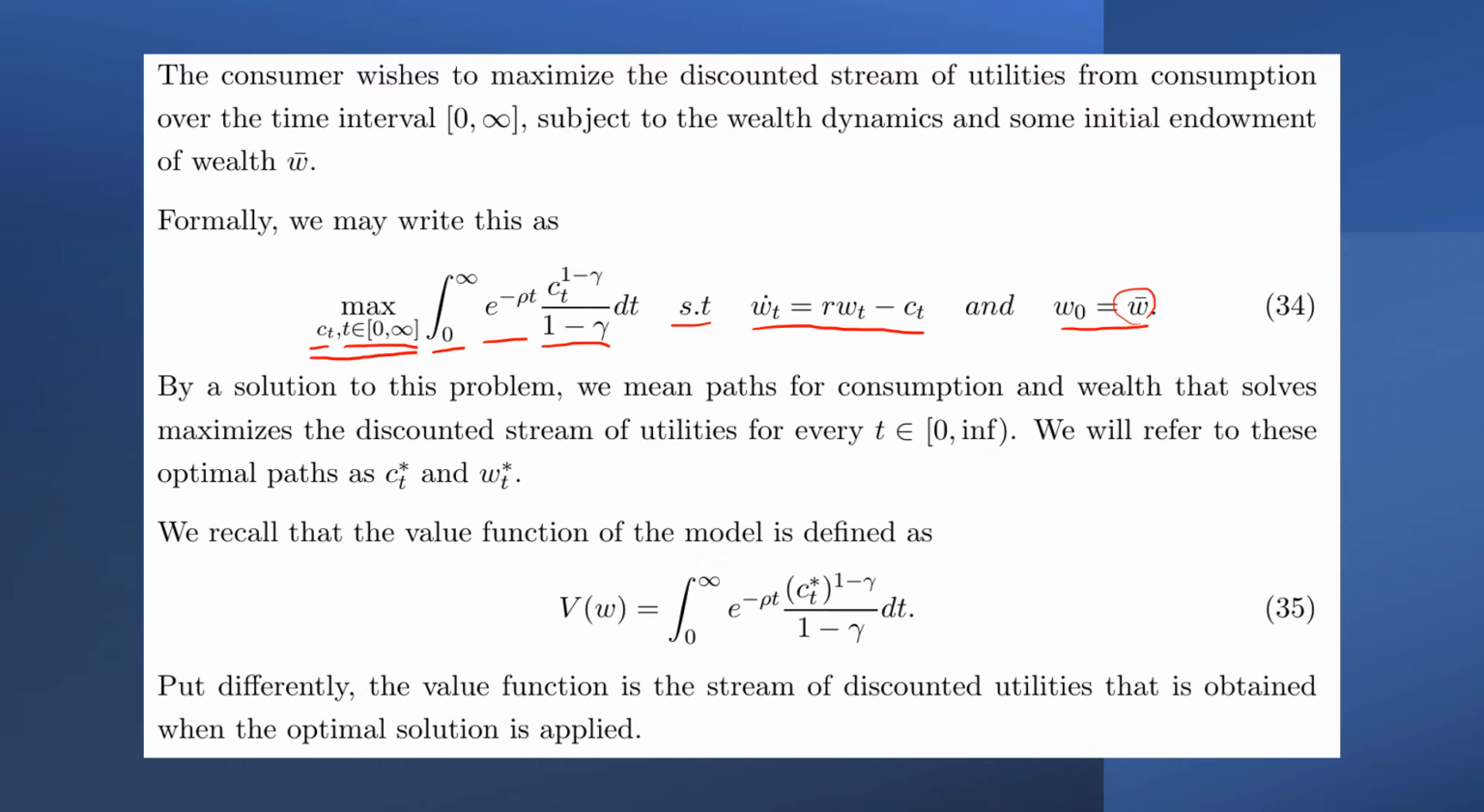Also recall that we have the value function, which is an important object in the Hamilton-Jacobi-Bellman method for solving these kinds of problems. This is defined as the stream of discounted utilities that we obtain when we employ the optimal strategy. So this C_t star is the path that we want to find in solving the problem, and we define the value function as the stream of discounted utilities that we obtain when we use that so far unknown path.